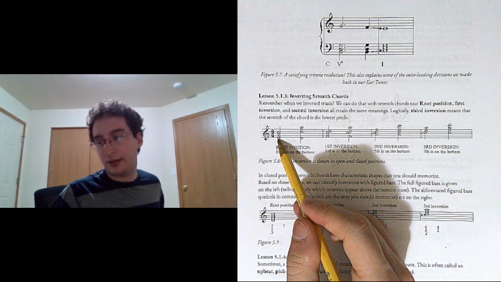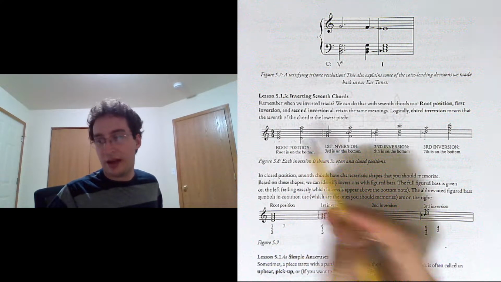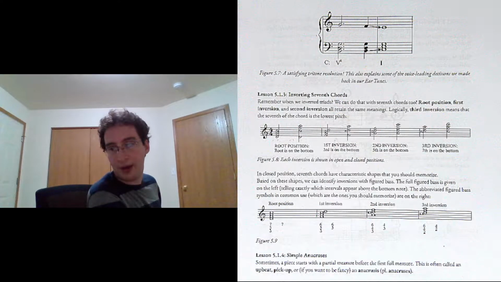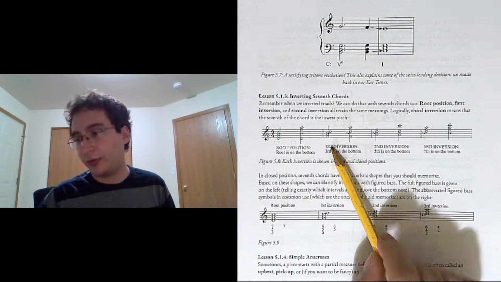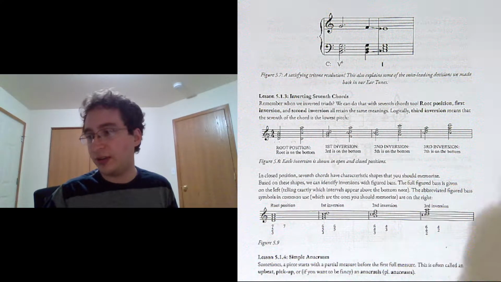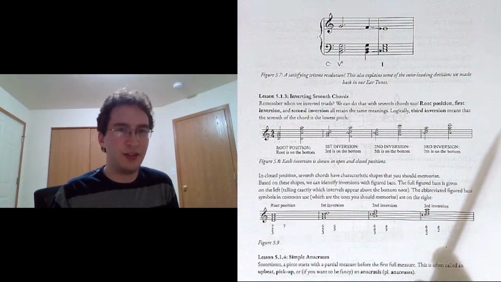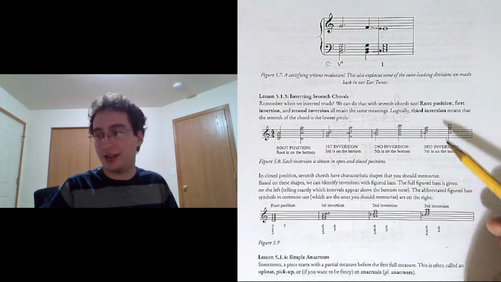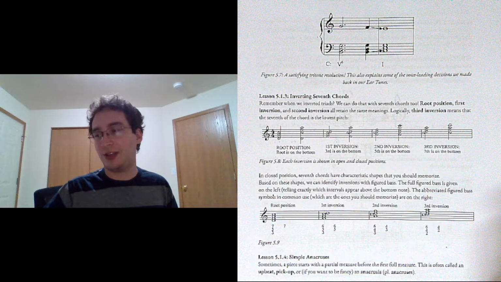So this is in closed position, and it can also be in open position, where you move that F and the A up an octave, still in root position because the root's still on the bottom. First inversion, third is on the bottom, same as triad. Second inversion, fifth is on the bottom, same as triad. So what happens if the seventh is on the bottom? What do you think? First, second, third inversion, because you've inverted it now 3 times.